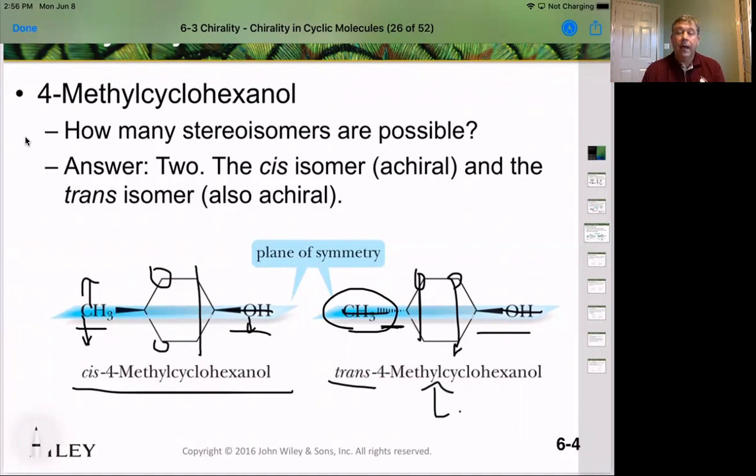So we have not 4 chiral isomers possible, we actually have 2 achiral isomers. The cis isomer is achiral because of the mirror, the plane of symmetry. The trans isomer is meso because it has that plane of symmetry. Therefore, neither compound is chiral, even though it contains 2 stereocenters.